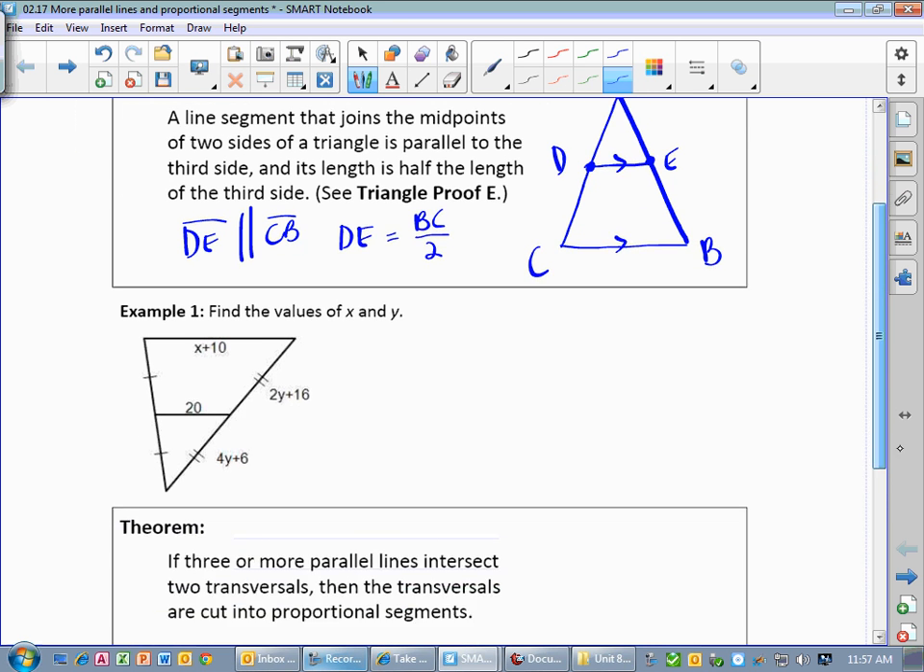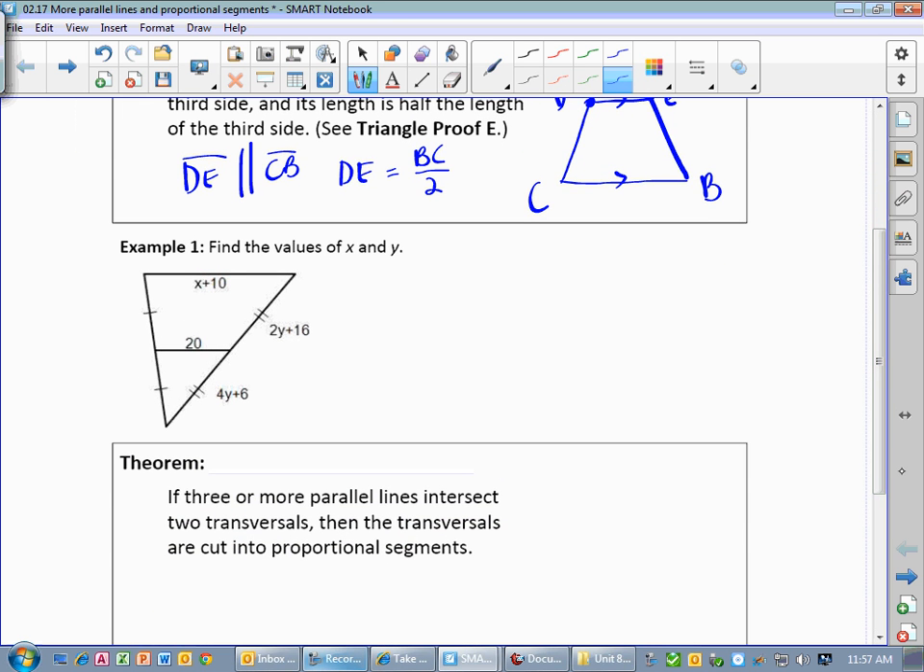So we can use this information to find unknown information in a picture. Notice, first off, since these two segments are congruent, this point right here must be the midpoint of this whole segment. Since these two segments are congruent, this point must be the midpoint of this whole segment. Okay, so we have a triangle like this, which means to find x, this line right here will be what of this top line right here? How are these two related? It's half, right? So x plus 10 divided by 2 will equal 20.